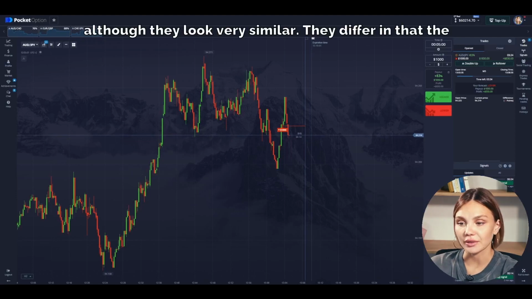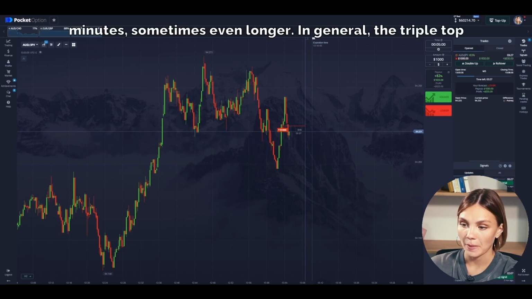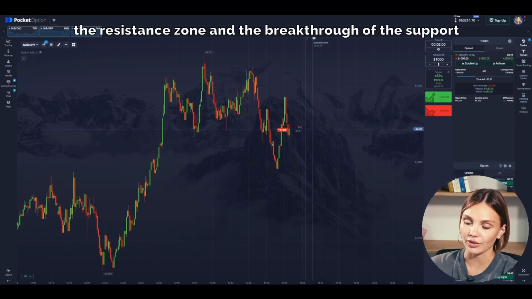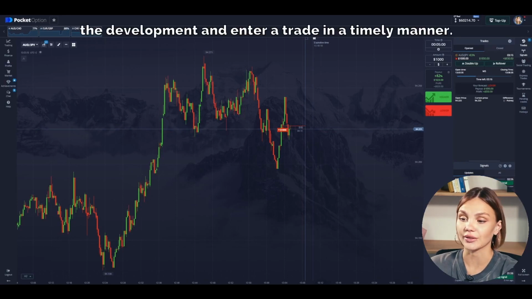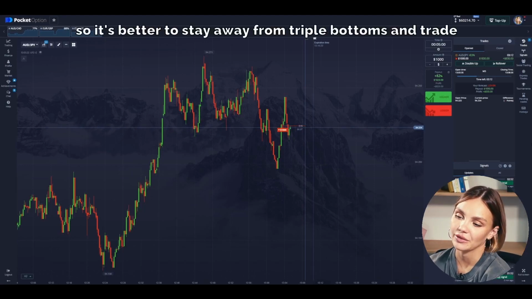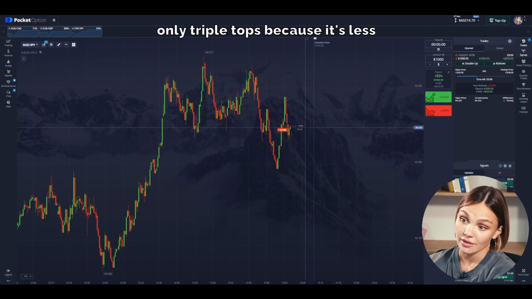Although they look very similar, they differ in that the triple top can develop for 5 to 10 minutes, sometimes even longer. In general, the triple top requires some time for 2 retests of the resistance zone and the breakthrough of the support zone. This allows us to monitor the development and enter a trade in a timely manner. Triple bottoms develop and end very quickly, so it's better to stay away from triple bottoms and trade only triple tops because it's less risky.